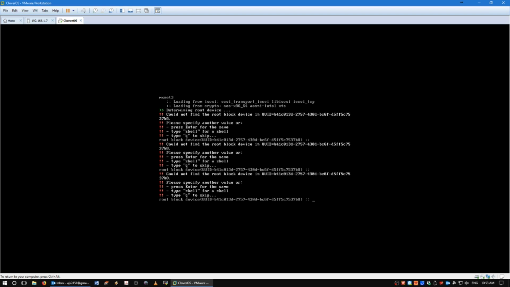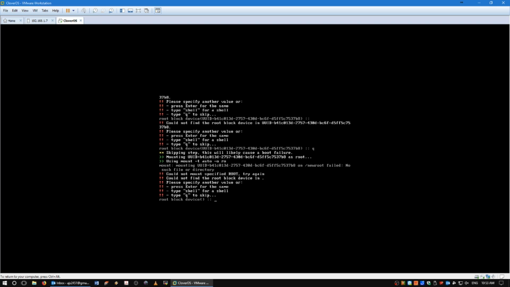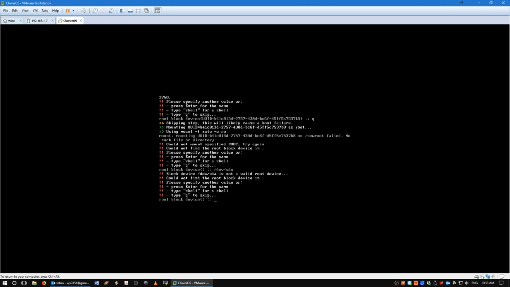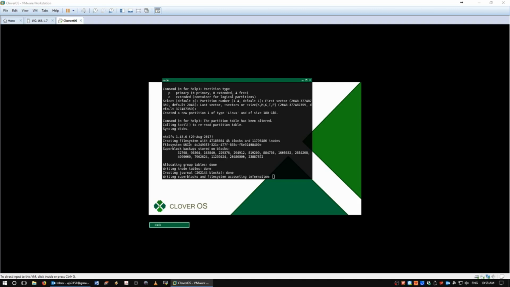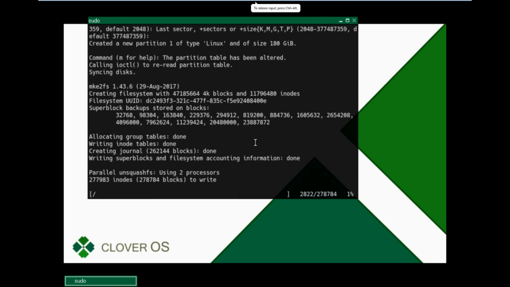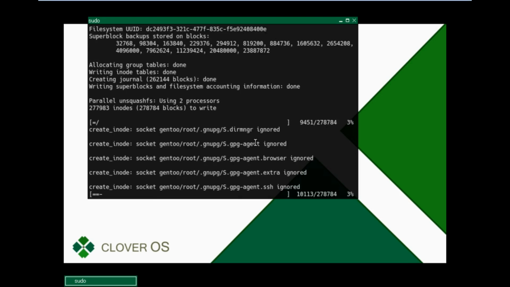Could not find root block device. Could not mount specified root. Try again. What the hell did I do wrong? Okay. Let me try this again, viewers. Hang on a moment. Alright, let's try this again. I'm not quite sure what went wrong there. Something went a bit pear-shaped.